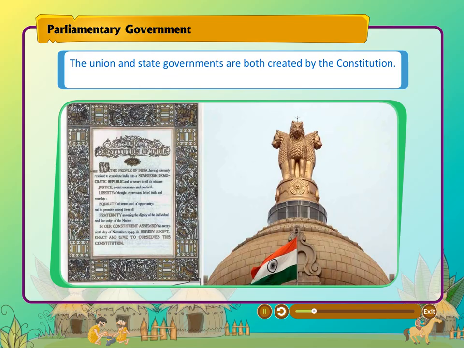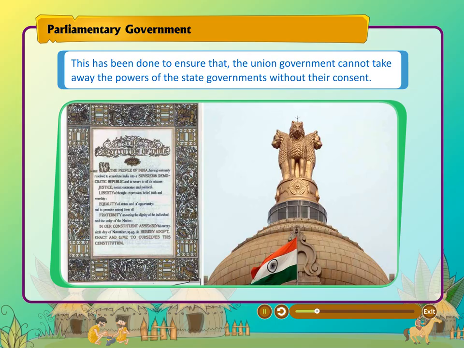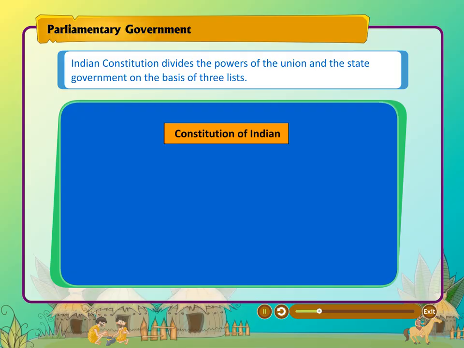The union and state governments are both created by the Constitution. Their structure, functions and powers are all defined by the Constitution. This has been done to ensure that the union government cannot take away the powers of the state governments without their consent. The Indian Constitution divides the power of the union and the state government on the basis of 3 lists.